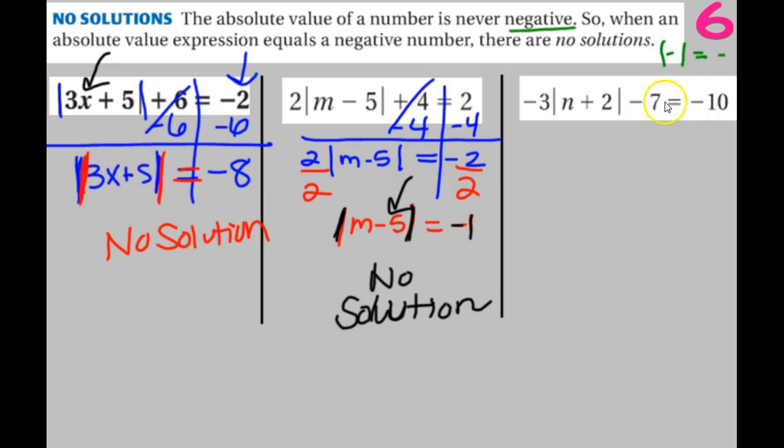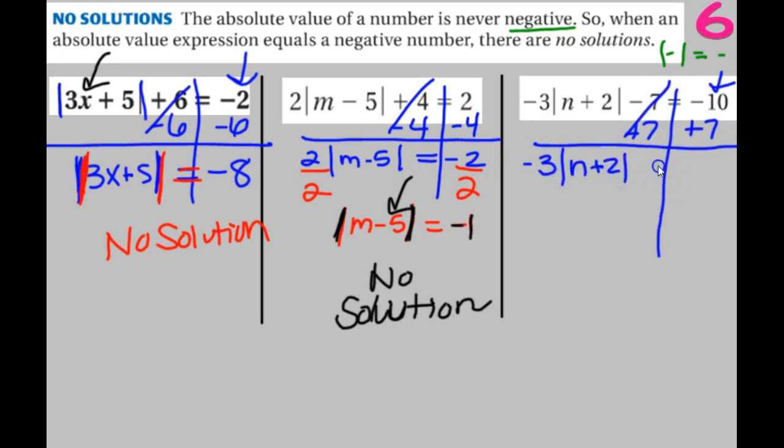And last one like this. Doesn't look good right now, but let's check to see if it'll work. Get rid of your adding and subtracting. I'm going to add 7 first. We have negative 3 absolute value of n plus 2 equal to now a negative 3. And then the opposite of multiplying is divide. So divide by negative 3. We have the absolute value of n plus 2 equal to now a positive 1.